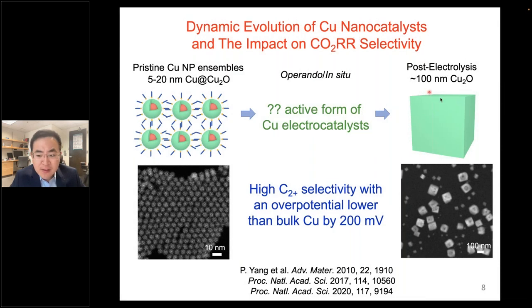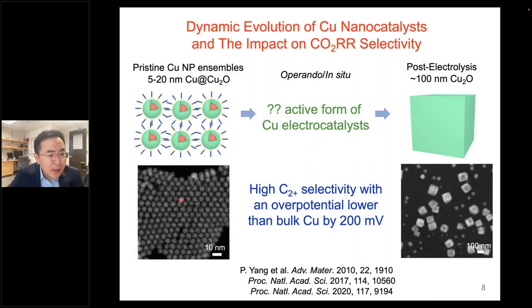They are much bigger compared to the pristine sample. They are also most likely in the cuprous oxide phase. So both structure and morphology change significantly after reaction. We'd like to answer what's really happening in the middle.